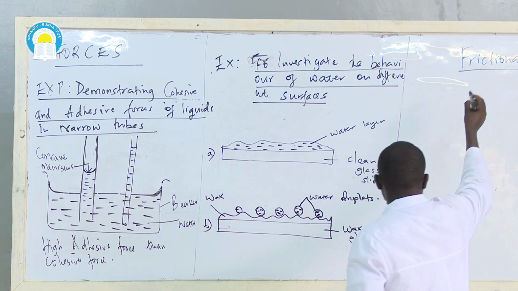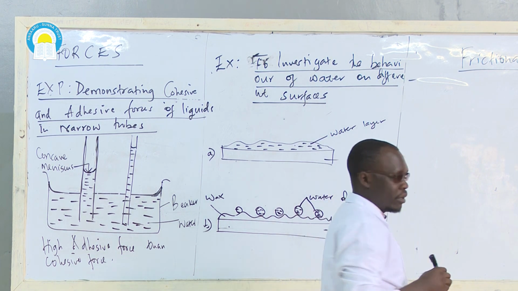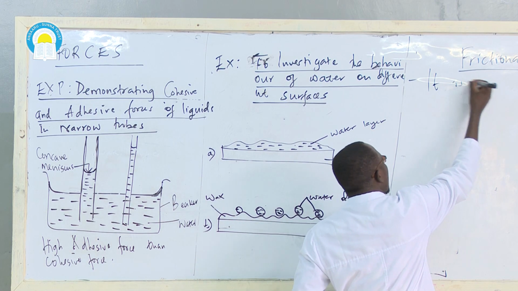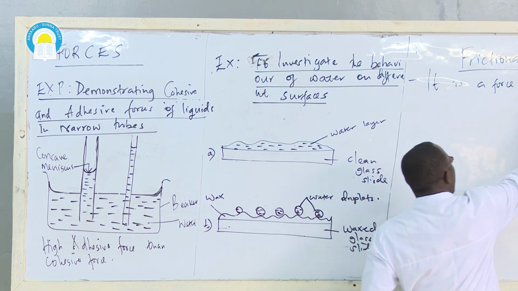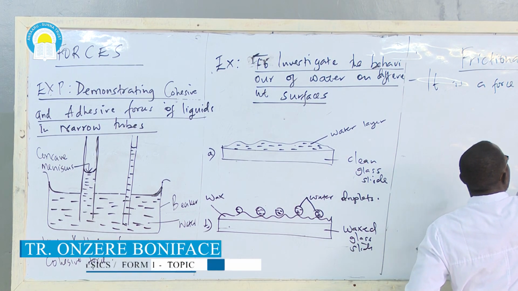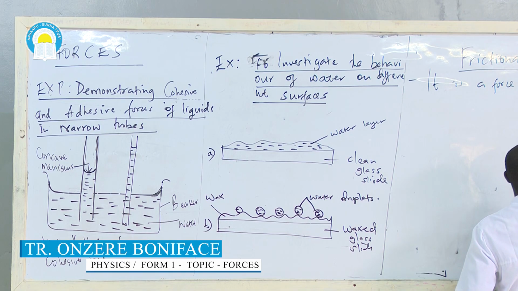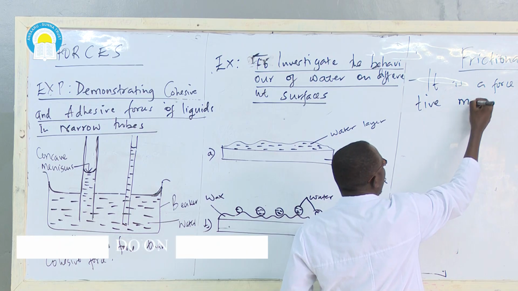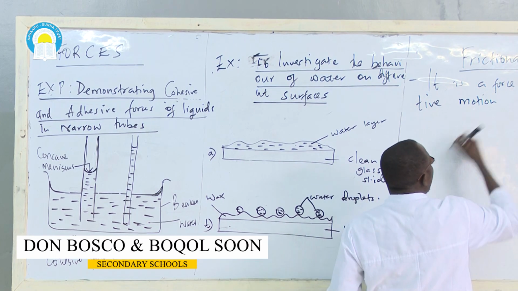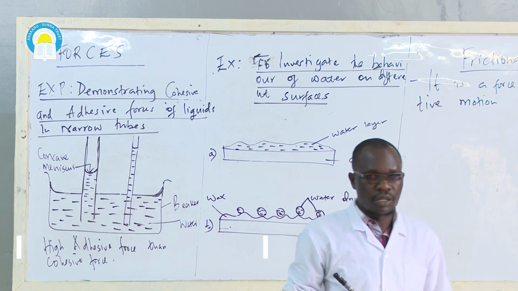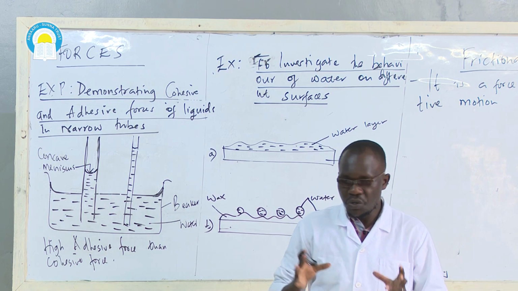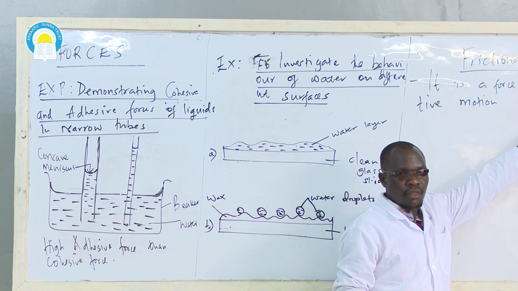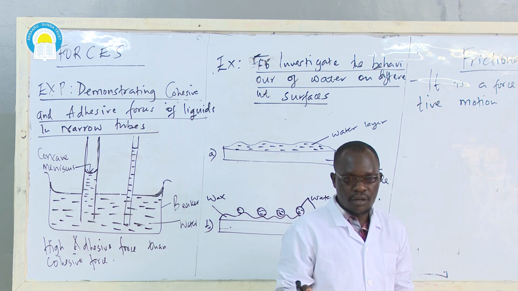Now, what is friction force? A simple definition of friction force is, we say, it is a force that opposes relative motion, a force which opposes relative motion. To oppose is to go against. Motion is change of position.